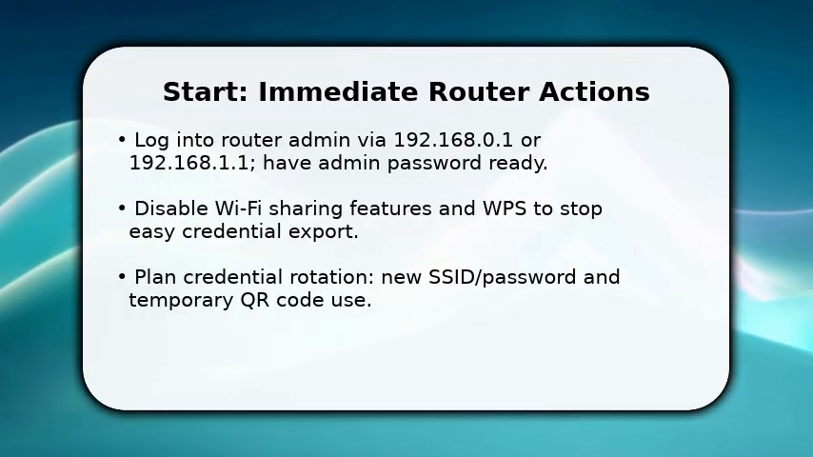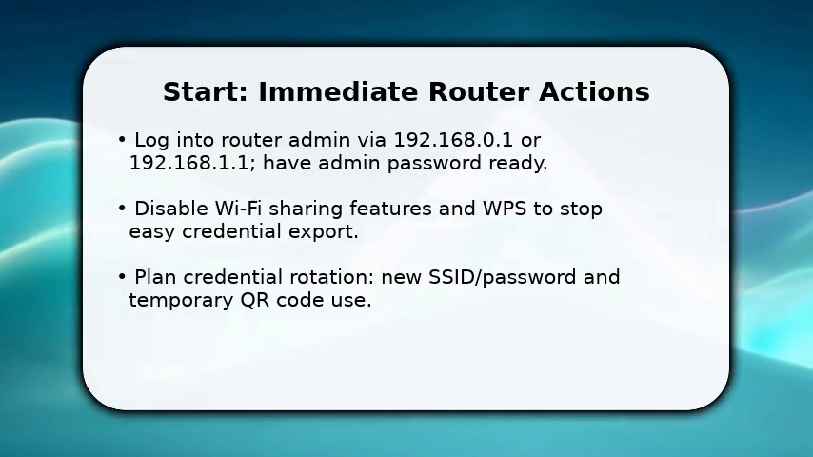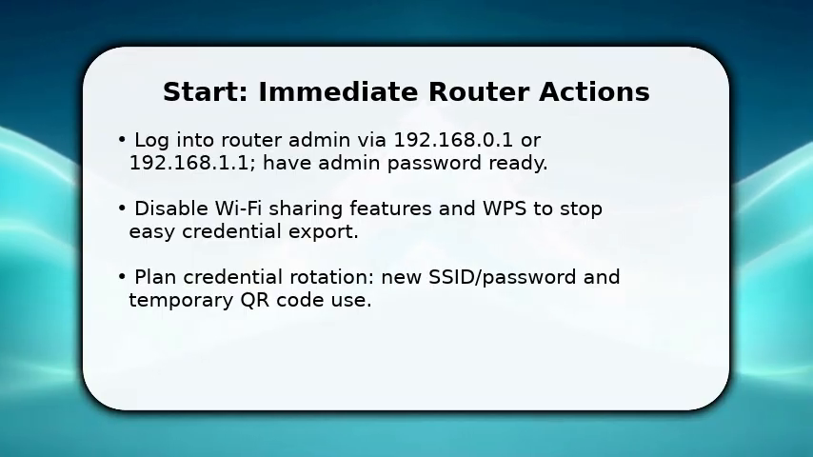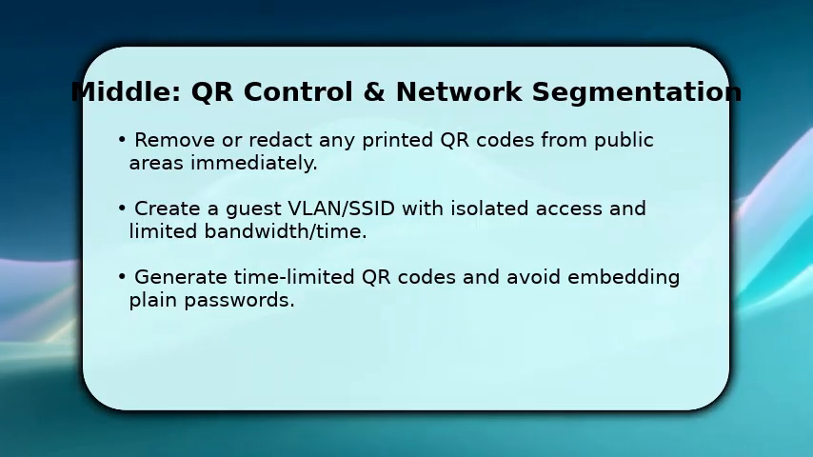While here, change the Wi-Fi password and, if needed, the SSID. Make sure you note the new values. Also decide whether you'll issue a temporary QR code for guests versus permanent ones, because short-lived is better. Next, remove any physical QR codes from public view and redact digital copies shared widely.